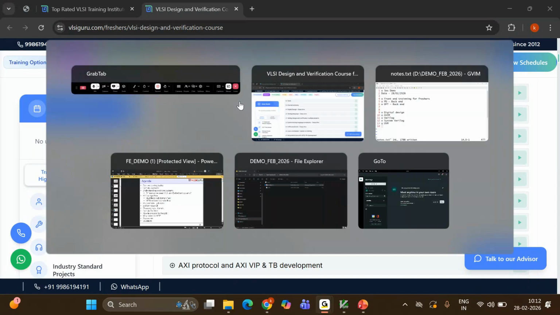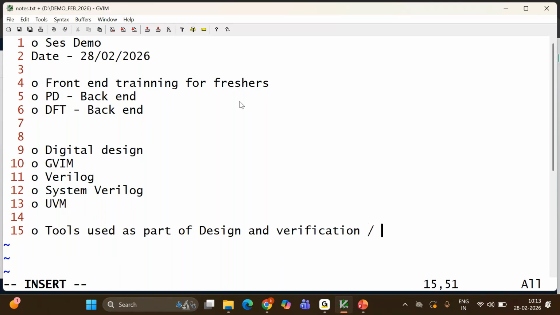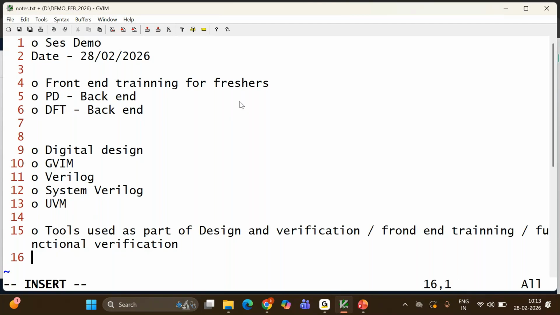What are the tools we are going to learn? Okay, let me tell you. Tools used as part of design and verification training. When I say design verification, it also means front end training or functional verification training.